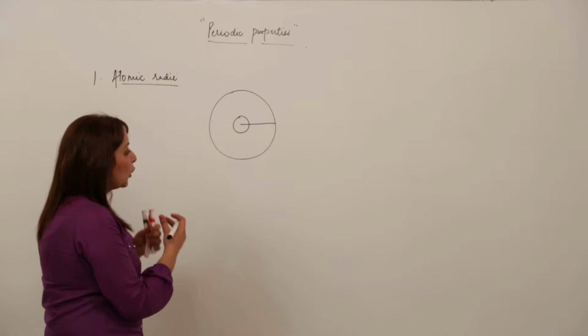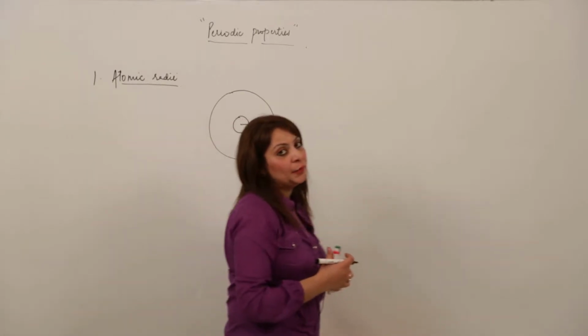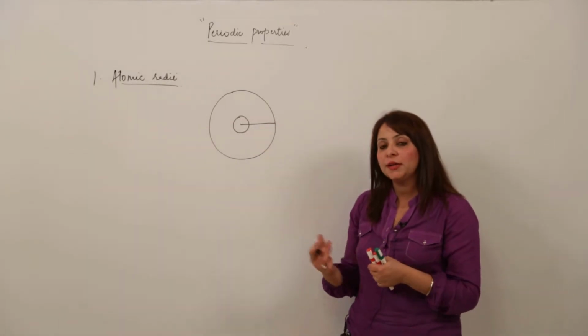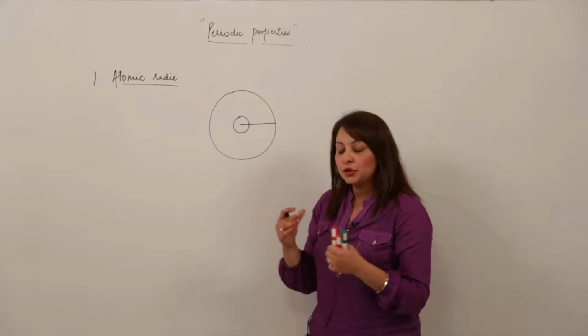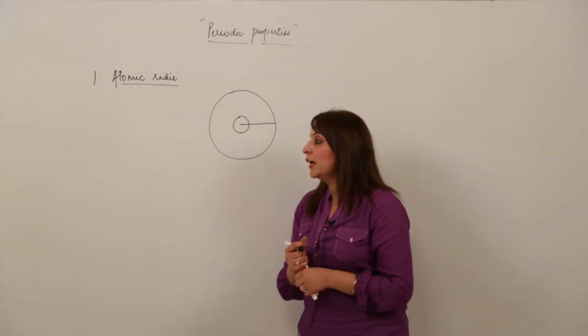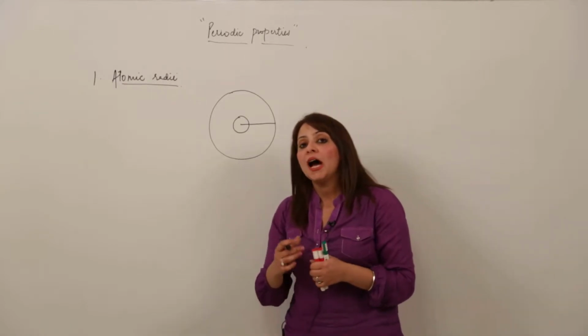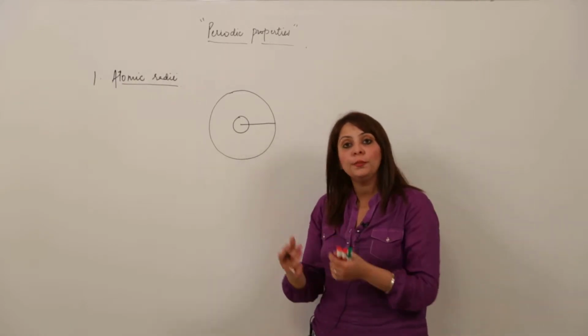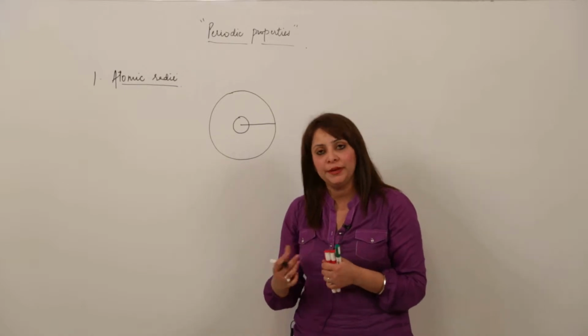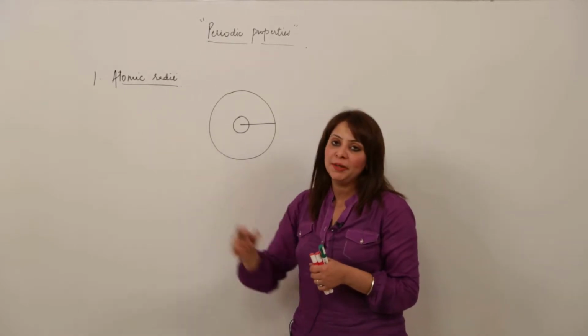So how does this property vary along a group and a period? As I've told you when we were doing the modern periodic law, the modern periodic table, there were 18 groups and 7 periods. So we need to know how properties vary along a group and how properties vary along a period. The first property is atomic radii.